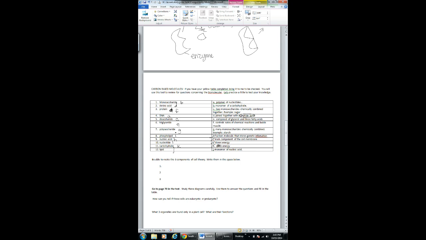Okay, be able to recite the three components of the cell theory. In my class we did BEAM, and that is that the cell theory says it's the basic unit of life. Every living thing is made of cells.